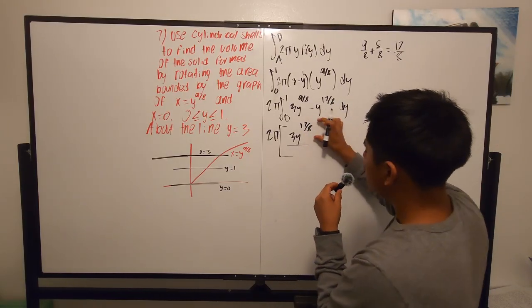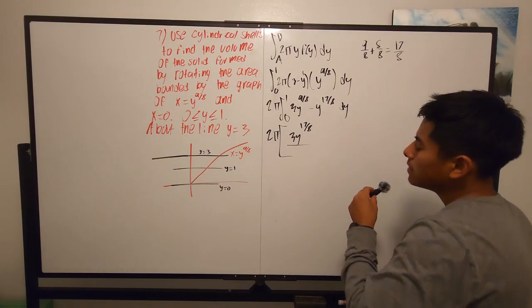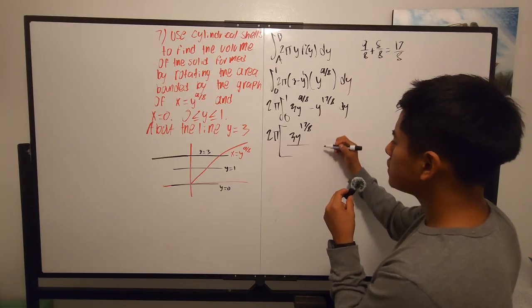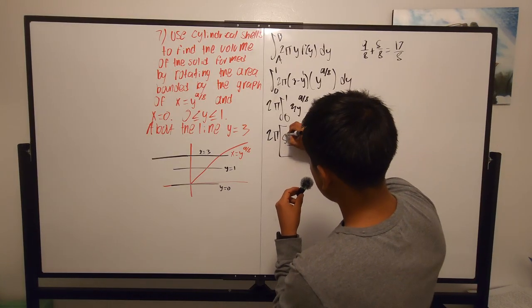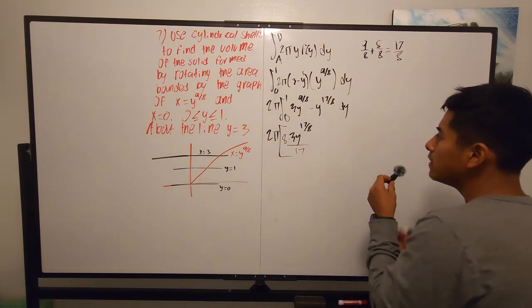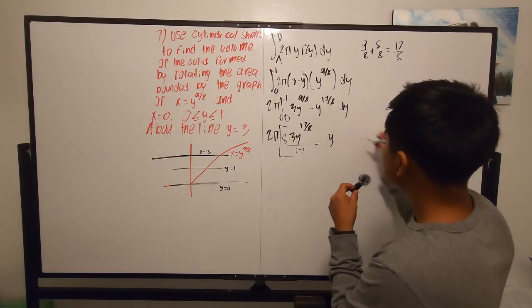And then divide by the new exponent. But since we're dividing by a fraction, it's going to be the reciprocal. So we actually have times 8 over 17, like that. I'm hoping you guys understand what I did there. Now we do minus y to the 17 over 8.